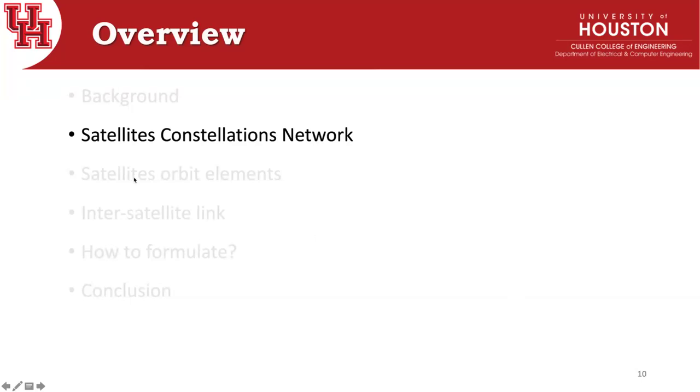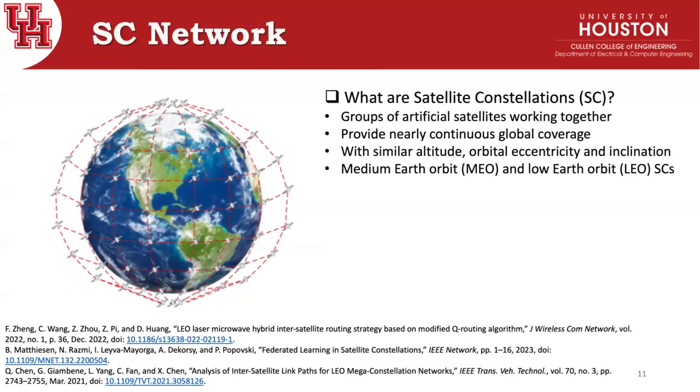And next we'll talk about the satellite constellation network. So first of all, what are satellite constellations? Satellite constellations are groups of artificial satellites working together as a single system. The satellite constellation can provide nearly continuous global coverage, and they are deployed with similar altitude, orbital eccentricity, and inclination. And the satellite constellations can be classified into medium Earth orbit, or MEO, and low Earth orbit, or LEO, satellite constellations.